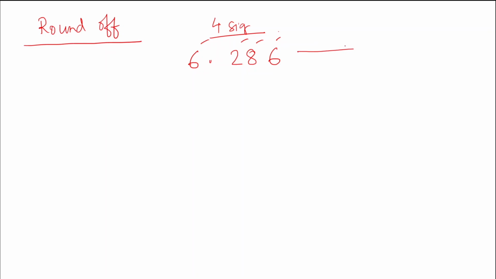Now अब थोड़ा rounding off की बात करते हैं. Let us learn about the rounding off, because after rounding off we will be talking about the mathematical operation with significant figures. In that case we need the rounding off. So let us take a number 6.286. So it has 4 significant figures, right? So इसको round off करना है.